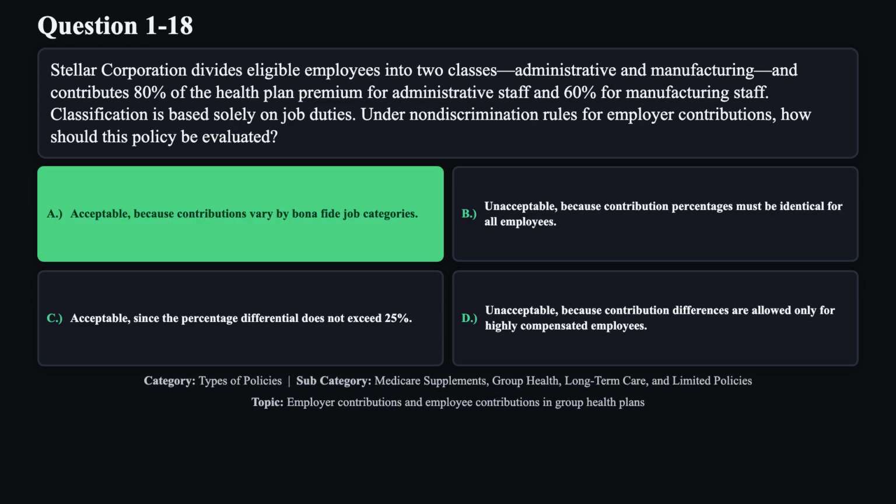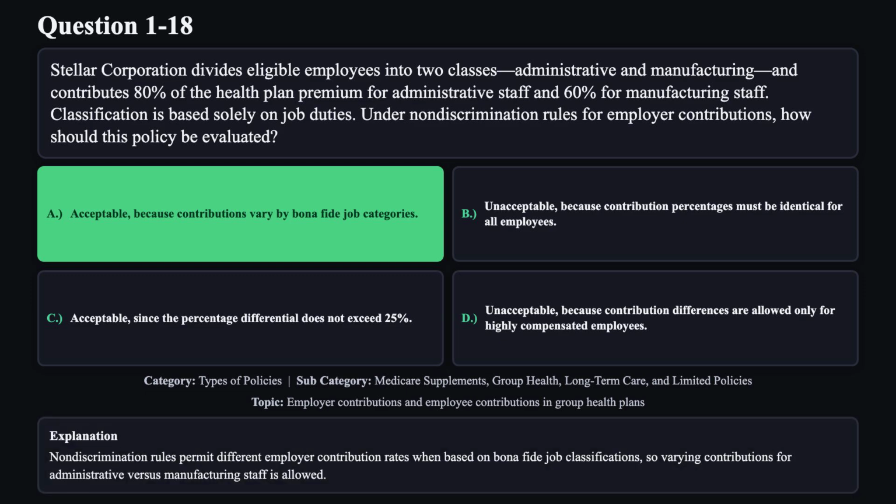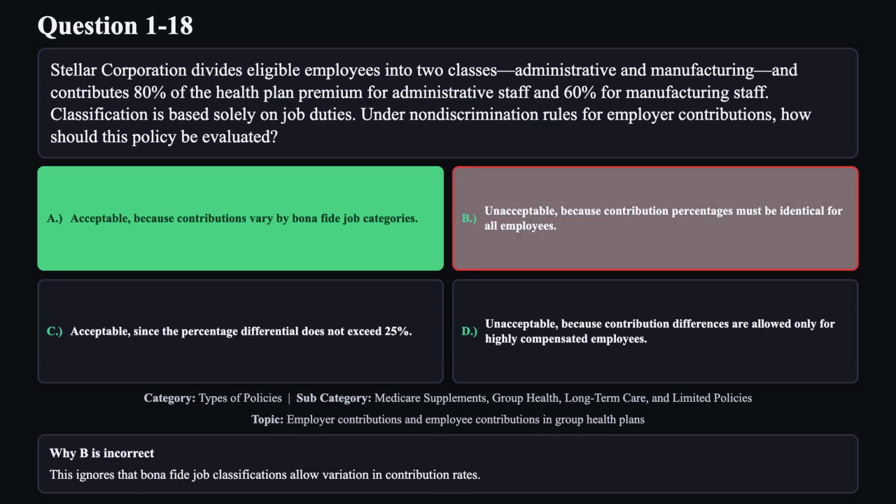The correct answer is A. Non-discrimination rules permit different employer contribution rates when based on bona fide job classifications. So, varying contributions for administrative versus manufacturing staff is allowed. Reason B is not correct. This ignores that bona fide job classifications allow variation in contribution rates.